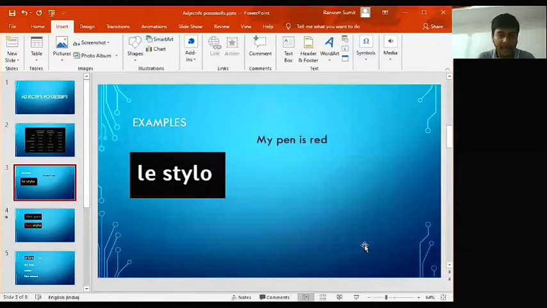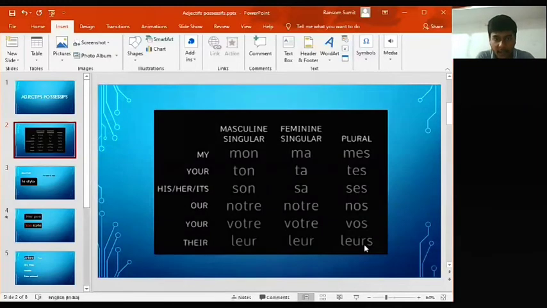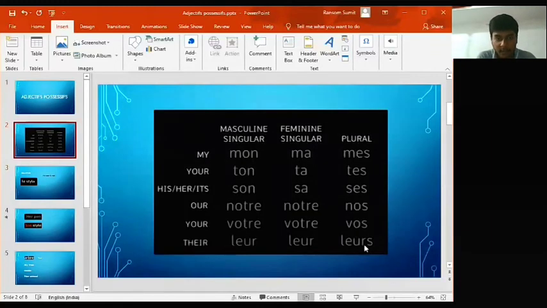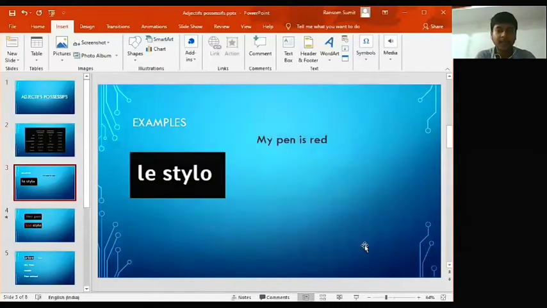So let's take examples. We have a pen. How do we say my pen is red? It would be mon stylo est rouge. Now if we have to say your pen is red, for your we have votre. For pen we have stylo, and stylo is masculine. So either way, for your, we don't have to do anything about gender. It's going to be votre if it's singular. So stylo is singular and masculine. It's going to be votre stylo est rouge.